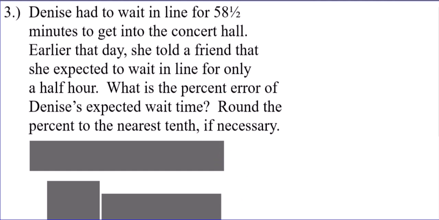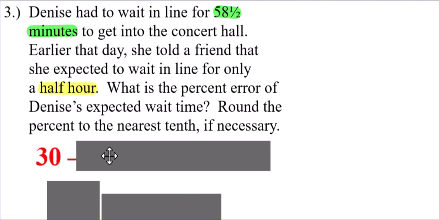Notice how they gave the time that Denise had to wait in line in minutes, but then they give the expected time that she thought she was going to wait as half of an hour. Well, we got to have it consistent here. It's going to be a lot easier to change a half hour to 30 minutes than it's going to be to change 58 and a half minutes to some ugly looking decimal or fraction of an hour. So let's do this the easy way. Half of an hour is 30 minutes.